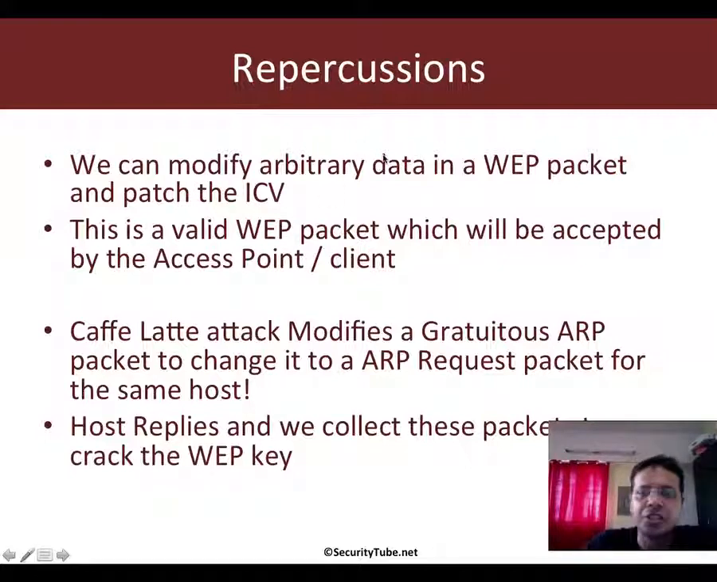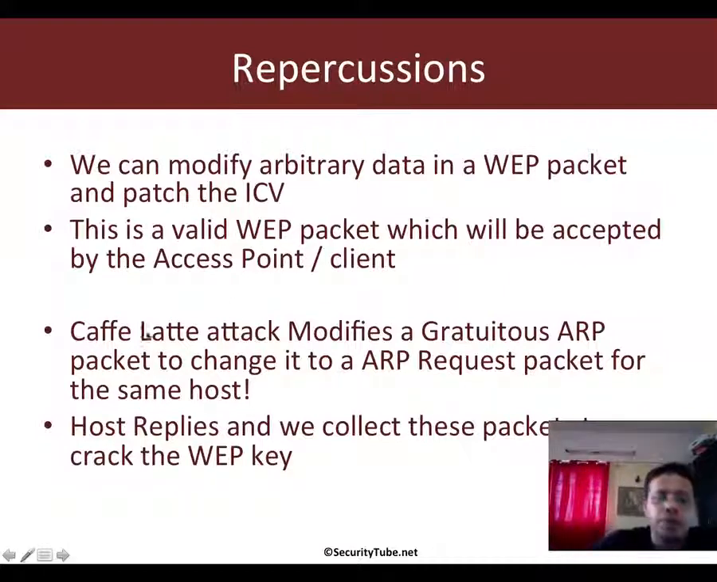So, what are the repercussions? The repercussion is we can take any arbitrary encrypted packet and flip bits there by using a bit mask, and then by calculating the ICV for that bit mask and XORing it with the original packet's ICV, we are very easily able to form a new encrypted packet which is valid. Now your question might be, well, how do we know where the encrypted packet's ICV is? Well, very simple. It's the last 4 bytes which is part of the data.